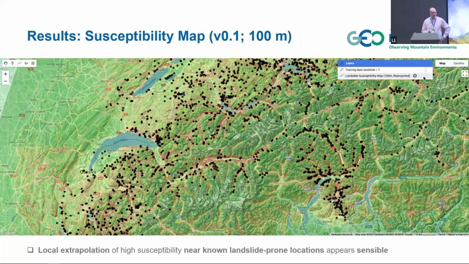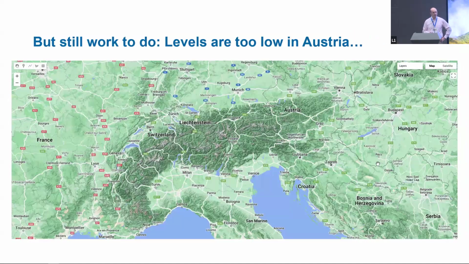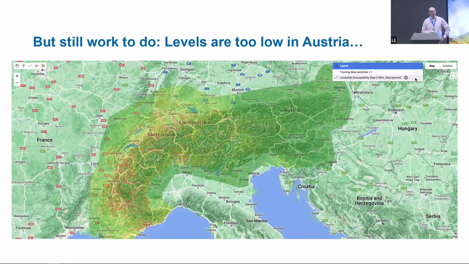We can also zoom in slightly. Of course, I wouldn't necessarily recommend that we go down to the level of an individual house or so forth, but we can also see that we're really picking out these areas as high susceptibility in red, of course, low susceptibility in green. This is the probability of landslide occurrence. Quite well, also in the region where I live, so I just chose this region also for where we work in Bern. However, it seems that there's still some work to do in Austria in particular, where we didn't have those samples in the training data set. The hazard levels are too low.